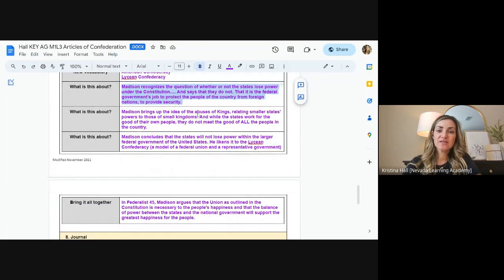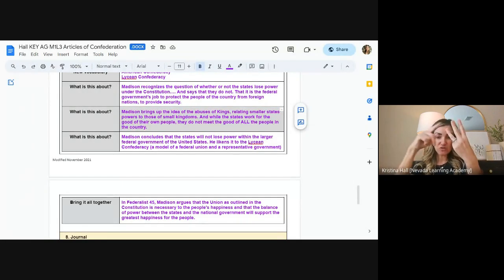He goes on to bring up the idea of the abuses of a king relating to smaller states' powers and small kingdoms, like what we saw in Massachusetts with the Shays Rebellion, okay? And so he's kind of saying, hey, this will help keep the states in line. This will help create consistency. And with the three branches, it'll keep not only the federal government from having an abuse of power, but the states from having an abuse of power, because they will be under the supervision of the federal government. And then the federal government will have the three branches, so no one branch can take over or supersede their power. So it's like we're putting all these checks and balances to keep King George 2.0, Britain, from happening again.